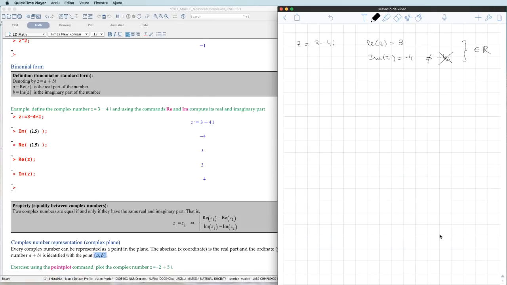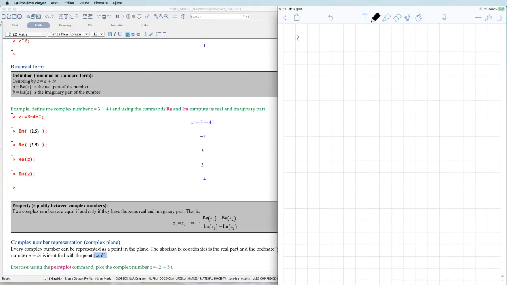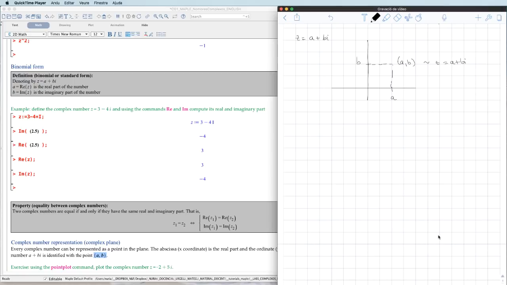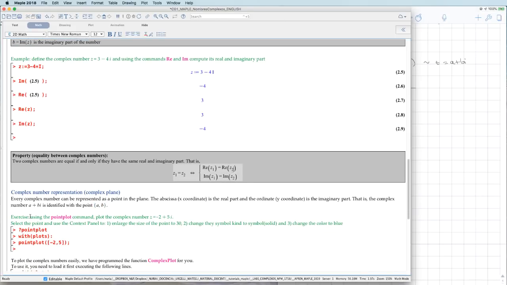So here, if we have a number which is in binomial or standard form, like z equal a plus bi, we just plot this. We put the real part and the imaginary part, this is the point a, b, so this is going to be equivalent to the complex number a plus bi. So let's do this exercise using the point plot command. Plot the complex number -2 plus 5i.